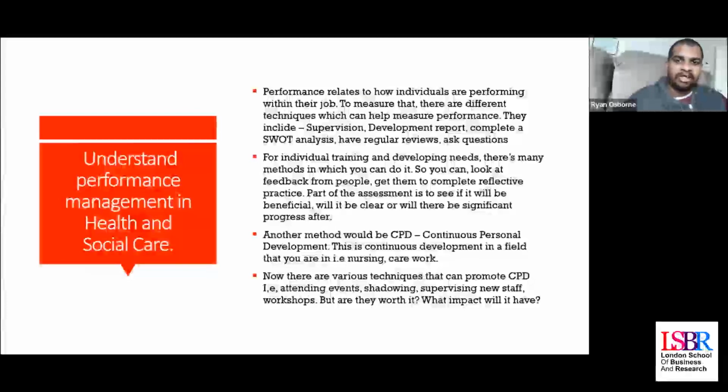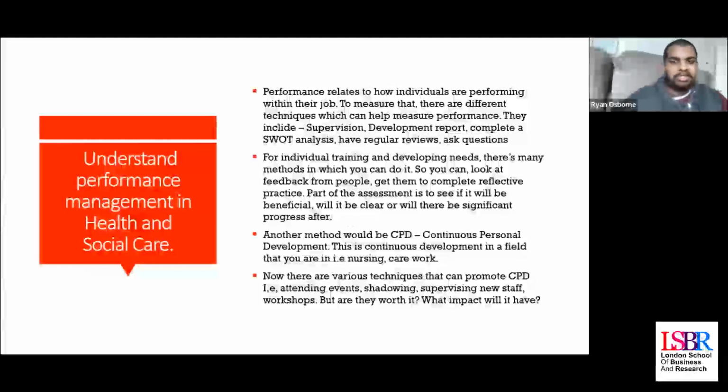But then we also have to come to the realization that, you know what, this is good for them, because if they want to become a supervisor in their field, they can supervise new staff. If they want to apply for a job in a particular area, is that area good for them? Can they develop into that particular role?